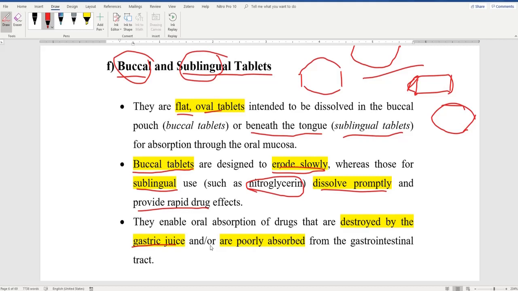So if the liver will remove most of the drug, then the drug will not be effective orally. So what do I do to bypass the liver? I can administer it as a buccal or sublingual tablet. In this case, the drug goes directly into the systemic circulation. Not systematic, huh? Systemic circulation.